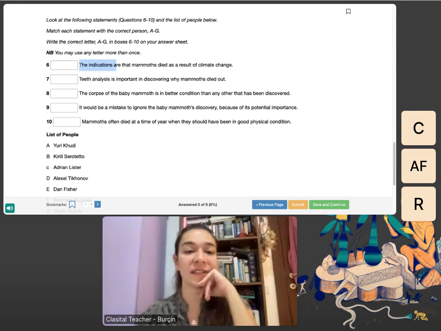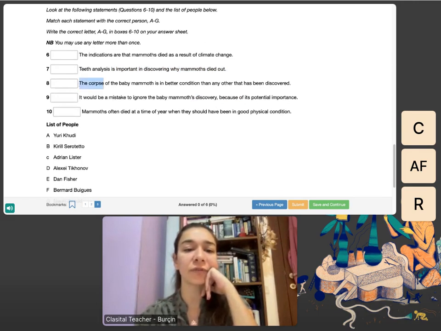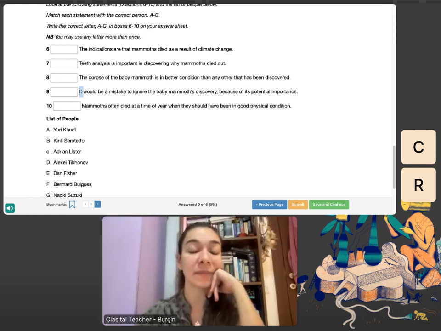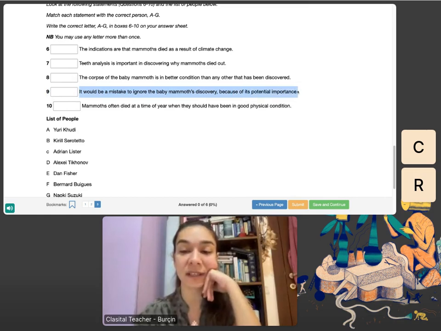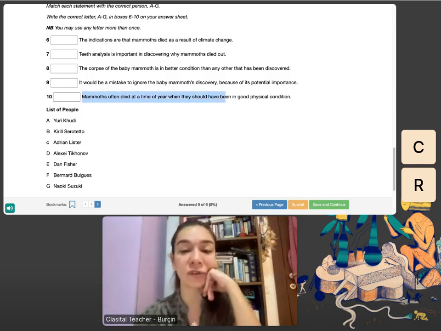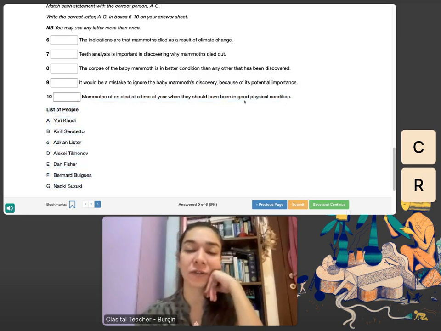Okay, it says the indications are that mammoths died as a result of climate change. Teeth analysis is important in discovering why mammoths died out. The corpse of the baby mammoth is in better condition than any other that has been discovered. It would be a mistake to ignore the baby mammoth's discovery because of its potential importance. And in 10 it says mammoths often died at a time of year when they should have been in good physical condition.